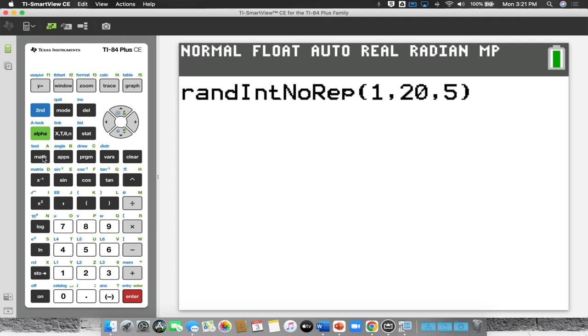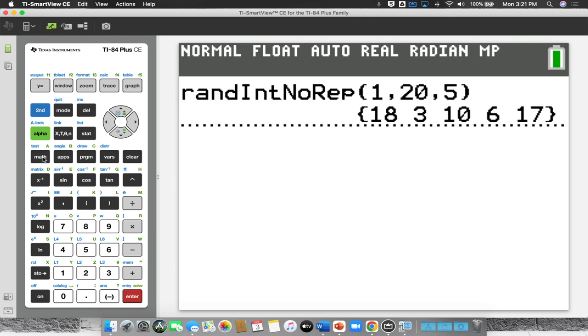What happens? Yep, doesn't work. I don't know why, but those calculators don't work. Every other calculator does work. I randomly picked five people from 1 to 20. It works. For some reason, I don't know why.